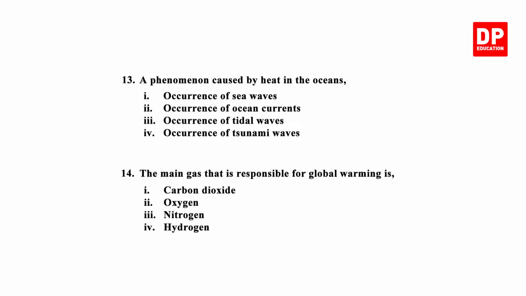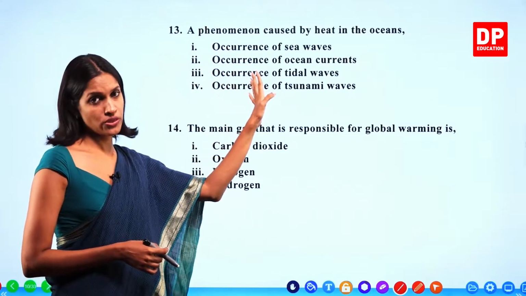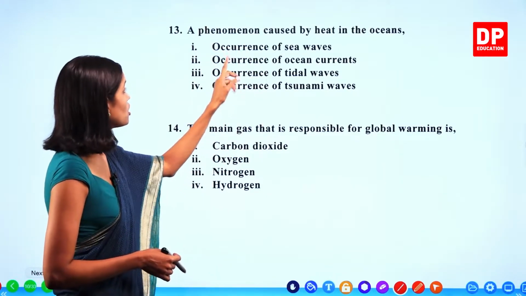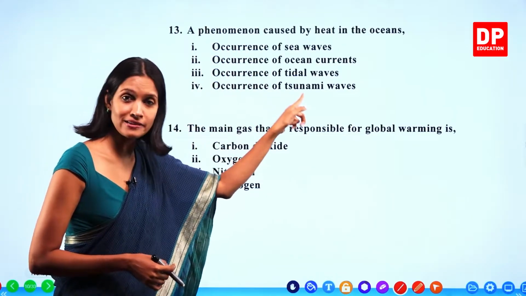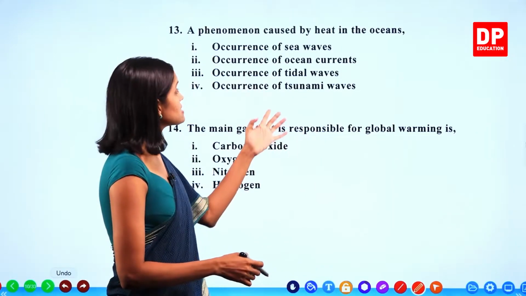Right. A phenomenon. What is the meaning of phenomenon, children? It means incidents, right? A phenomenon caused by heat in the oceans. Now, I think you can understand this, right? Occurrence of sea waves. No, that doesn't happen because of heat. Occurrence of ocean currents, that is correct. Why does this happen, children?